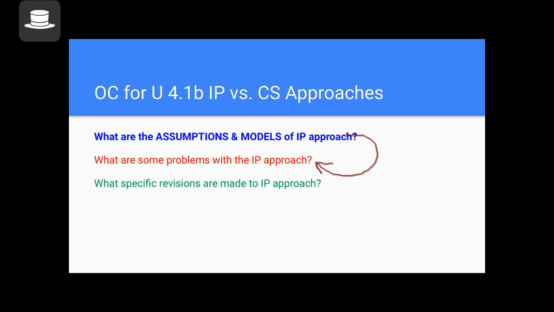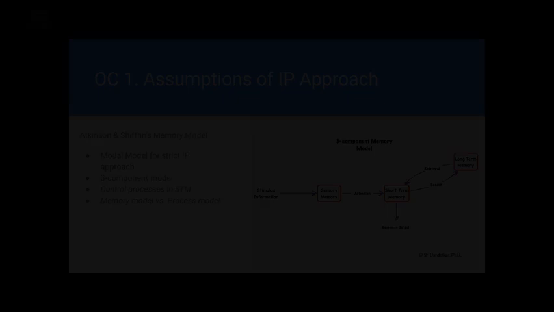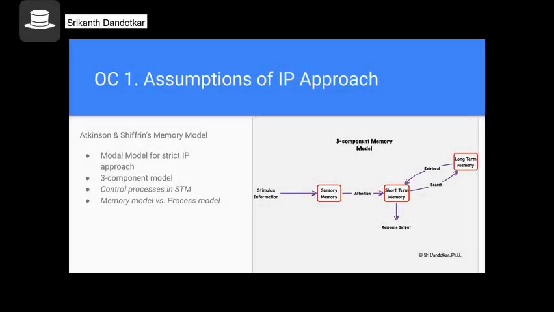And then we'll talk about how these were addressed by making revisions to the IP approach, which resulted in the current approach called the cognitive science approach. So we'll talk about the assumptions of the IP model first. Again, we're talking about the assumptions of the IP approach.